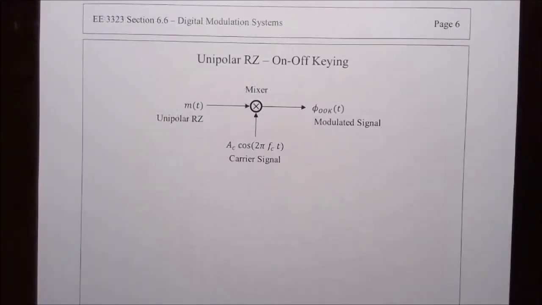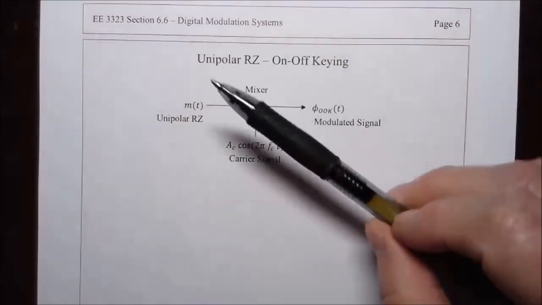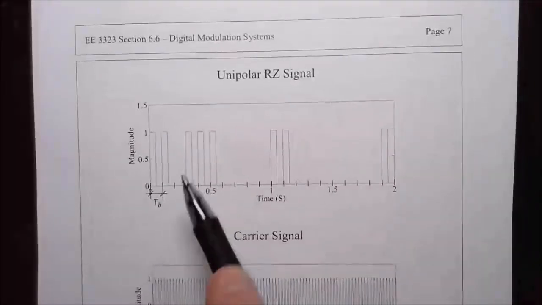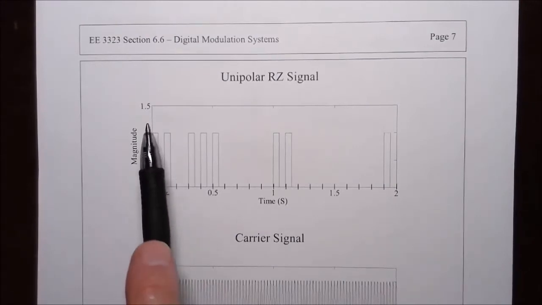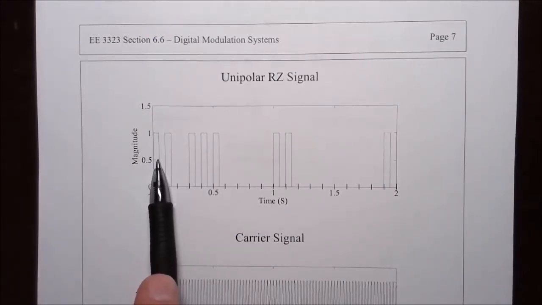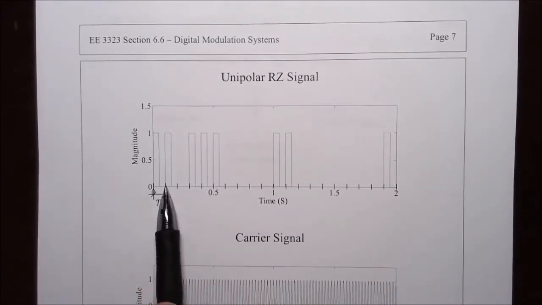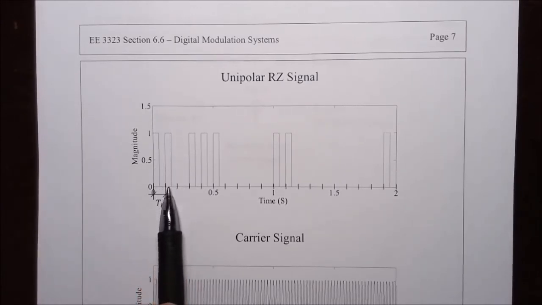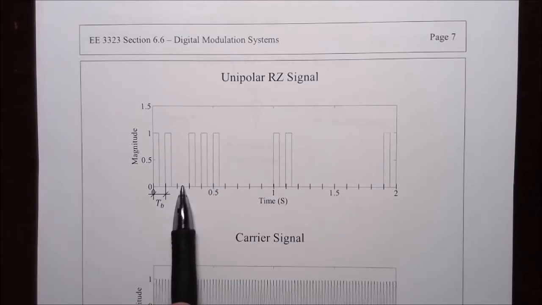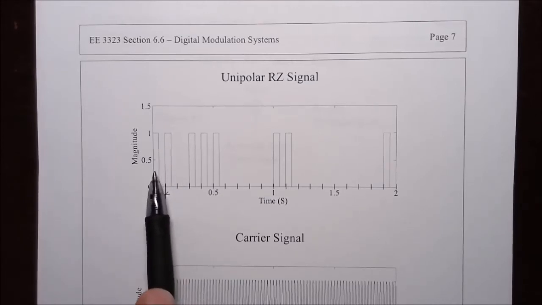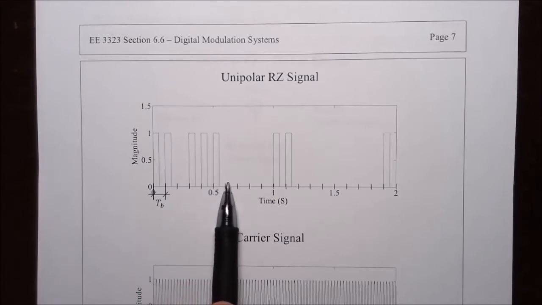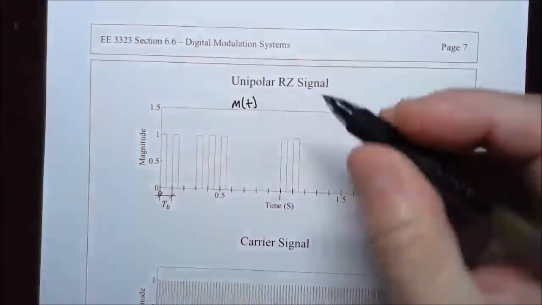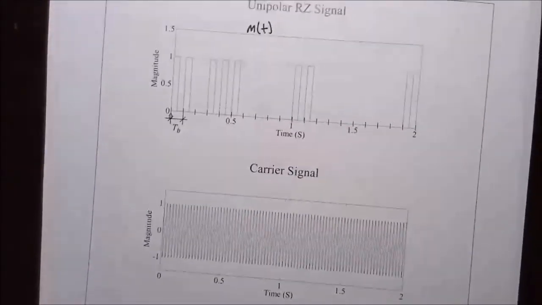Let's consider on-off keying again, but this time with a return to zero signal, so that our message signal for logical 1 has a value of 1, and then halfway through the bit period it returns to 0. And logical 1 has a value of 1, halfway through the bit period returns to 0. Logical 0 is always 0, so this is 1 1 0 1 1 1 0 0 0, etc. This is the message signal in the unipolar return to 0 format.